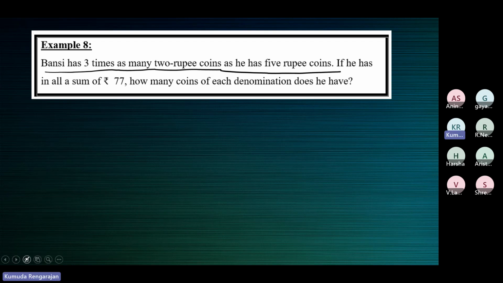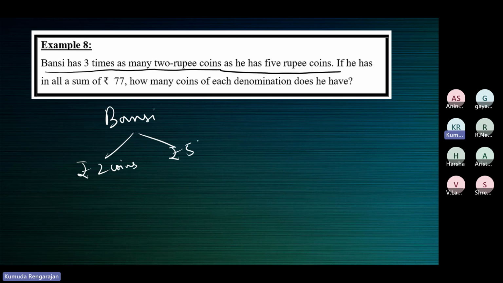So the first thing is, there is this person Bansi, and he has coins of 2 different denominations with him. He has 2 rupee coins, and he also has 5 rupee coins. Okay, so he has 2 rupee coins and 5 rupee coins. How many 2 rupee coins? We do not know. Not notes, so coins. So he has 2 rupee coins as well as 5 rupee coins.